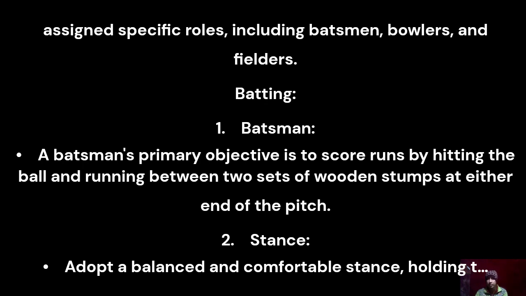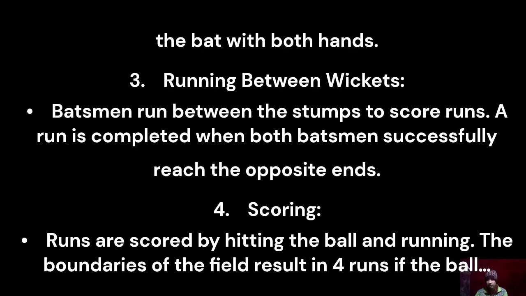Third is running between wickets. Batsmen run between the stumps to score runs. A run is completed when both batsmen successfully reach the opposite ends. Next is scoring. Runs are scored by hitting the ball and running.